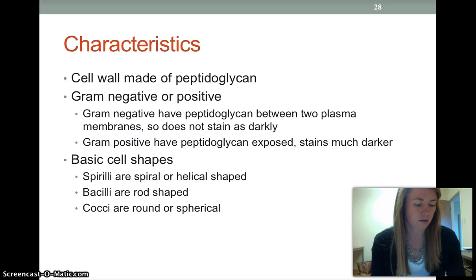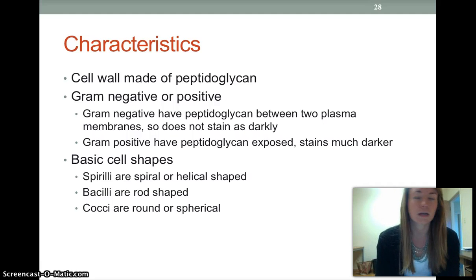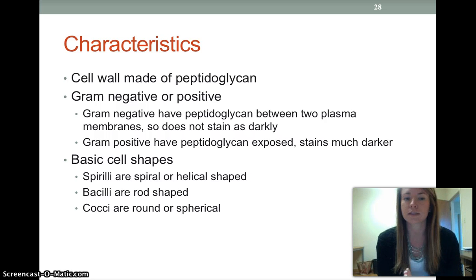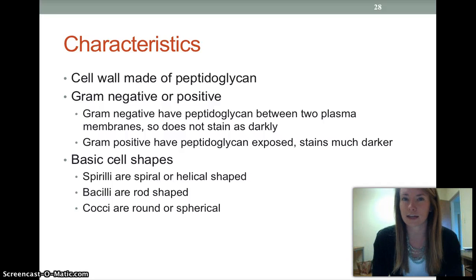And we have this way of characterizing them, which is known as gram-negative or gram-positive. That is the structure of their cell wall. There's a stain that we put on bacteria, and gram-negative bacteria don't really show up under the stain, whereas gram-positive bacteria stain very, very darkly. The reason for that is gram-negative bacteria have their peptidoglycan cell wall between two plasma membranes. So there's one right underneath it and one right above it. So the stain can't get to it very well, so it doesn't stain very darkly, so it's gram-negative.